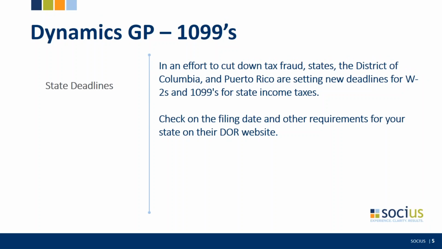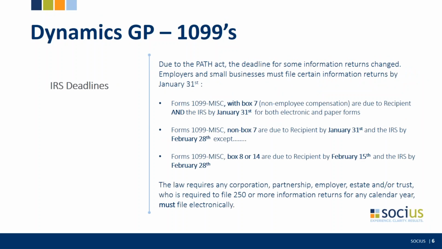Now, there have been lots of changes, of course, to our IRS deadlines due to the PATH Act. And so there are certain things that employers and small businesses have to file by the 31st. If you see here, your forms 1099 miscellaneous with box 7 populated are due to the recipient and the IRS by January 31st, whether you're filing them electronically or using paper forms.